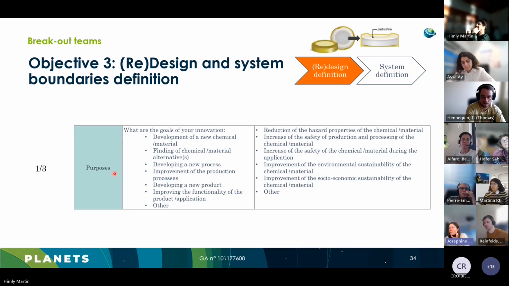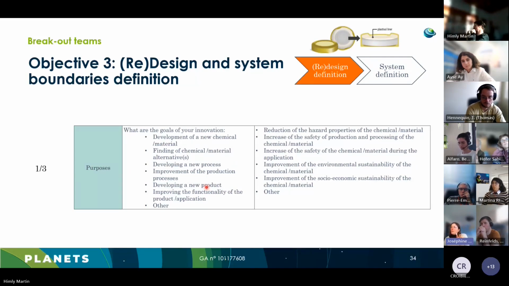So here you have only one question, which offers you a proposal for what the goals of your innovation are. For example, developing a new process, developing a new product. We want to increase the safety of the chemical during the application. We want to improve the environmental sustainability of the chemical or the materials, and so on.